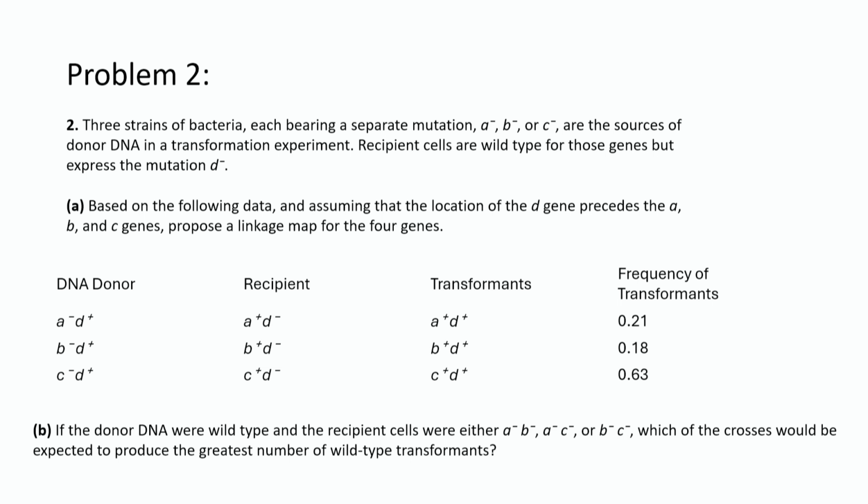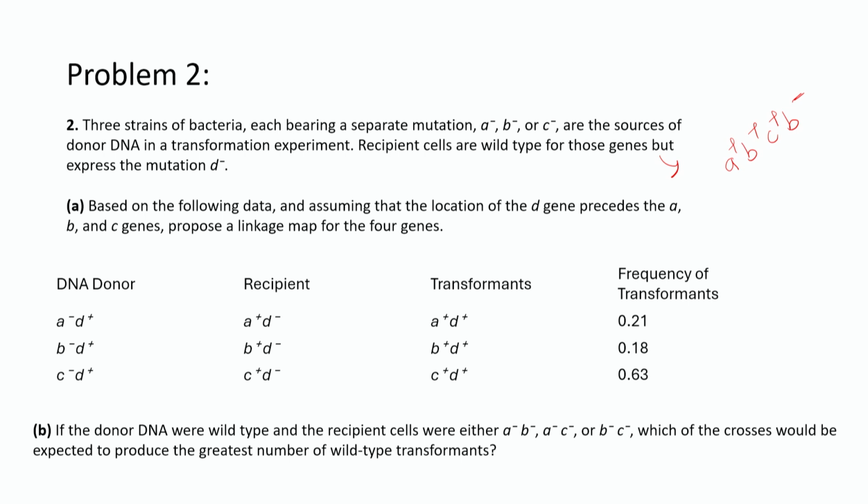Now let us take a bigger problem, which has two sections in it. Let us read it. Three strains of bacteria, each bearing a separate mutation, A minus, B minus or C minus, are the source of donor DNA in a transformation experiment. Recipient cells are wild type for those genes, but express the mutation D. So if I want to write the recipient genotype, I would say A plus, B plus, C plus, but D minus.